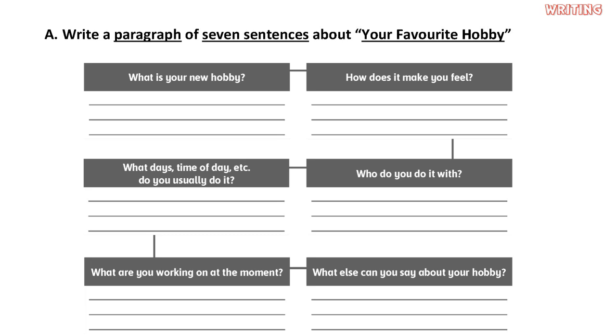What days or time of the day do you usually do it? Who do you do it with? With your friend, with your brother, with your dad? What are you working on at the moment? And what else can you tell or say about your hobby? We need 7 sentences about your hobby. Write easy sentences, and try to avoid misspellings or spelling mistakes.